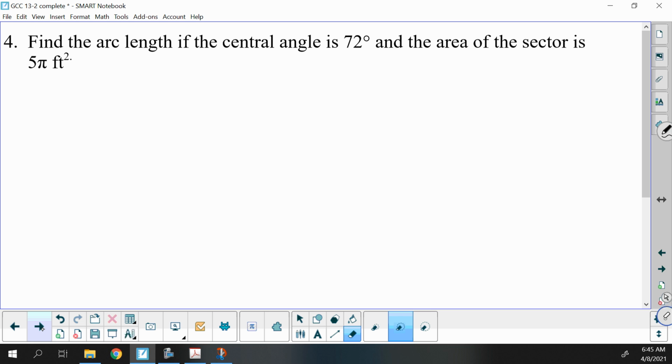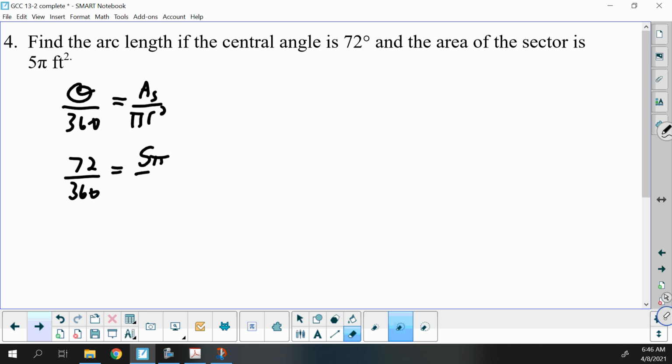Going down to the bottom, find the arc length. They give us the area of the sector, so pretty much same idea. We'll start with the area of the sector one, so theta over 360 is equal to our area of the sector over pi r squared. The area of the sector is the area of a small slice of the circle. Pi r squared is the area for the whole circle. So we've got 72 over 360 equals our area of the sector, 5 pi, over pi r squared.